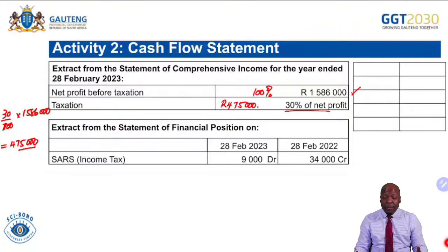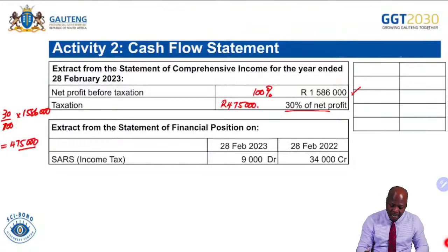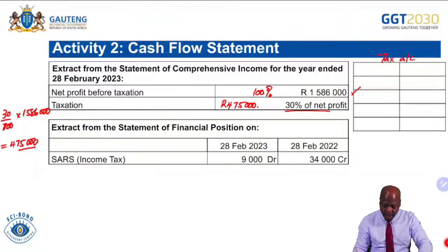To make it easy, I'm going to do a ledger account. I know there's several ways that we could have done this, but due to time constraints, I'm just going to show you one method, which is the ledger account. And to start the ledger account off with, we have a T account here, and I'm just going to call it the tax account, okay? Call it a tax account.